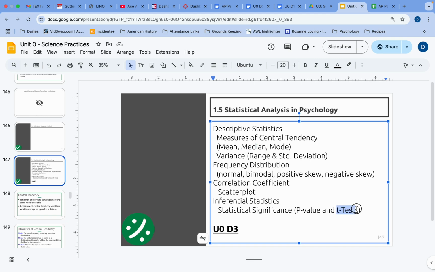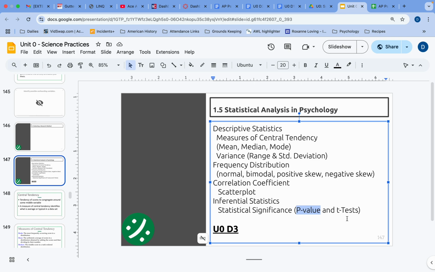You do a t-test in order to get a p-value. So the p-value is a result of a t-test. What a p-value gives you is the chance of error. The p-value tells you what % chance there was that the results of your statistics are due to pure chance.